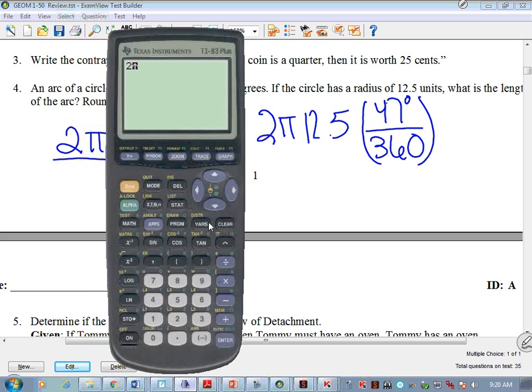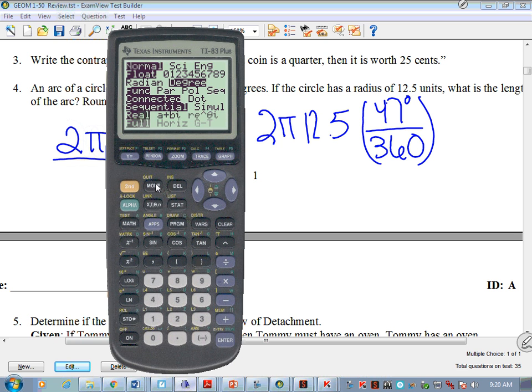2 pi, nope, didn't get it. 2 pi, there we go, 12.5 times 47 divided by 360. Before I hit enter, I want to check my mode. My mode is in degrees, and that's what I want it to be in. So I get 10.25. Question number 4, I should get 10.25.